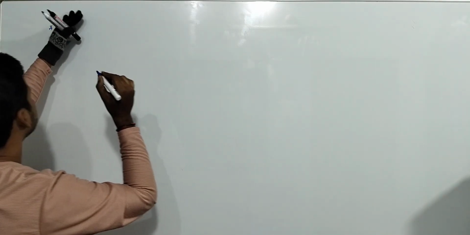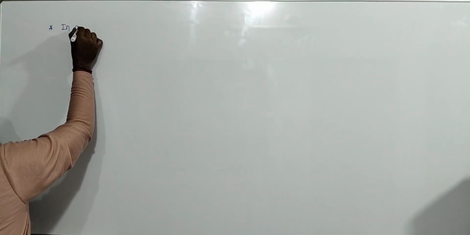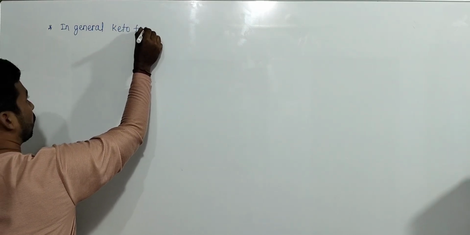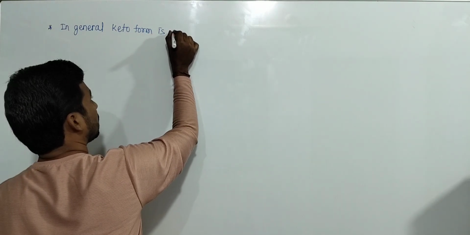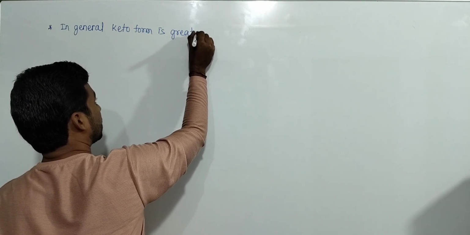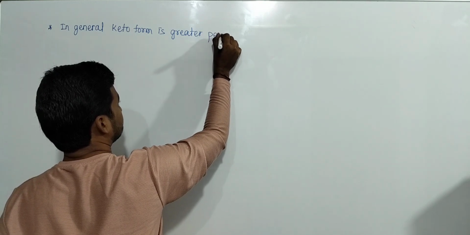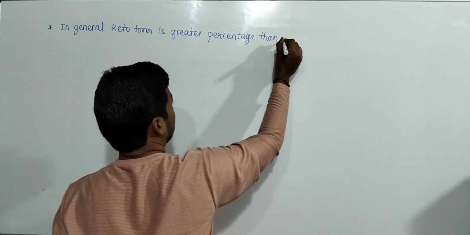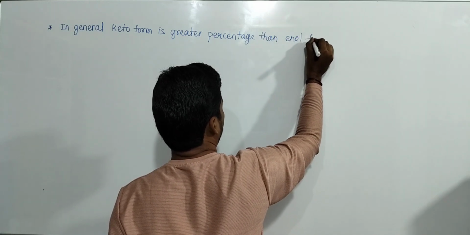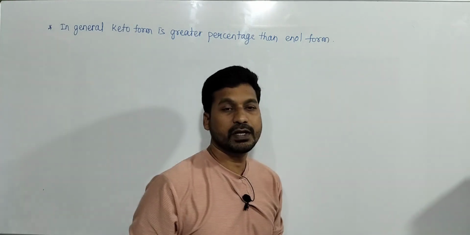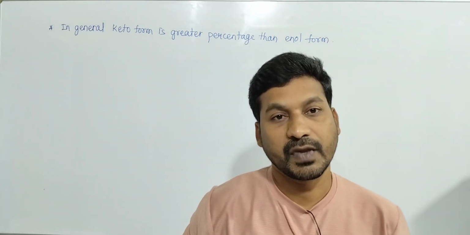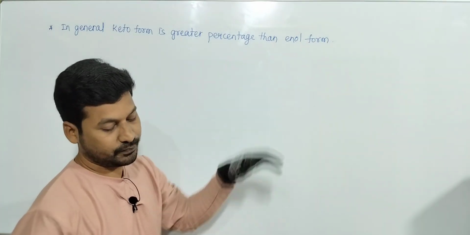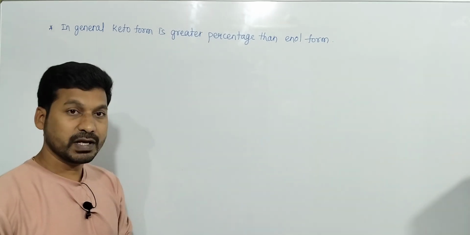In general, keto form is a greater percentage than enol form. If there is no special factor, there is no effect. In general, keto form is always greater than enol form. Sometimes enol form may be greater.